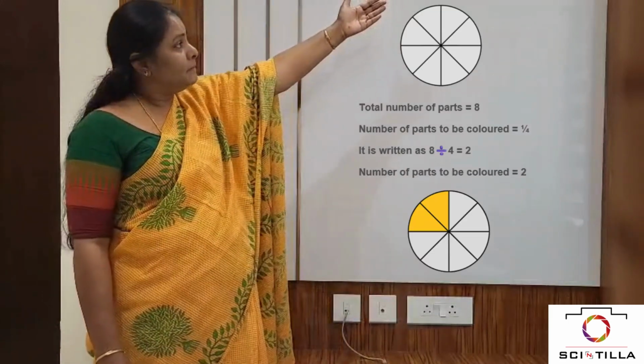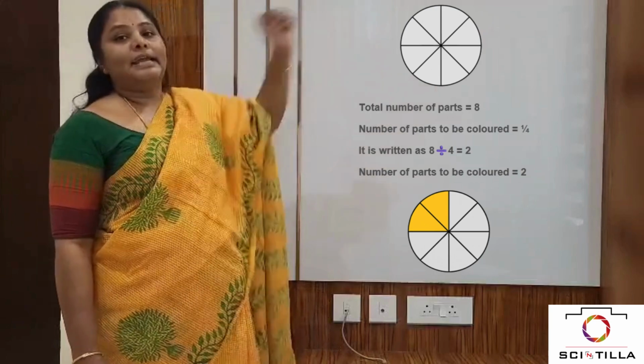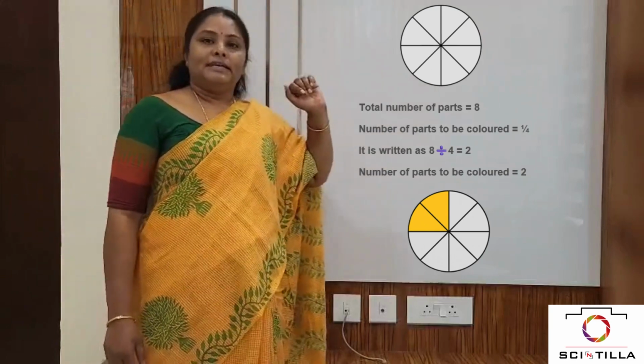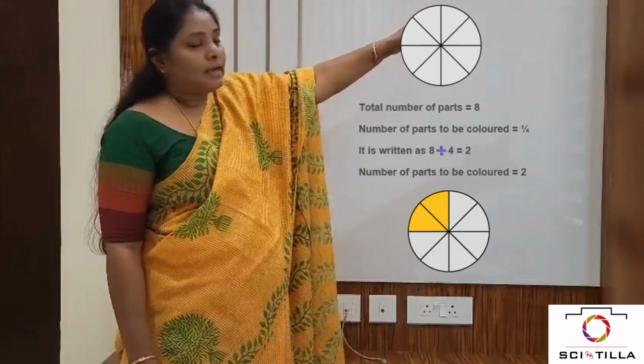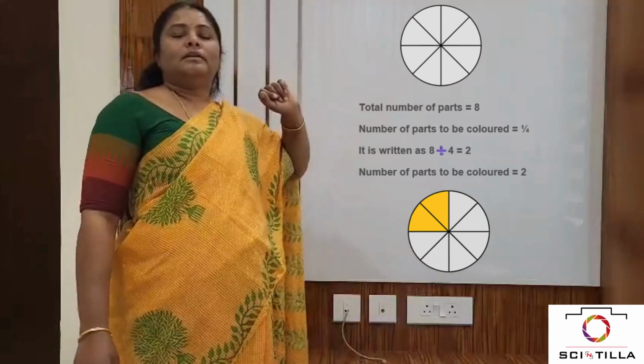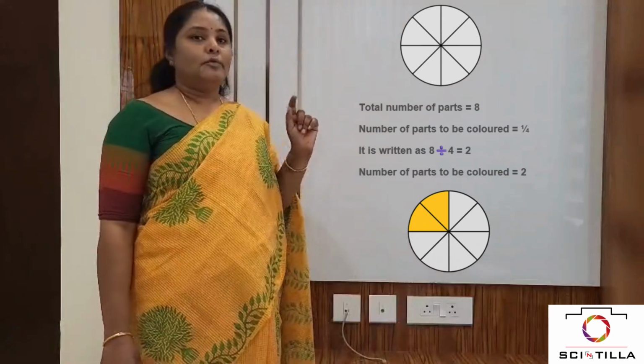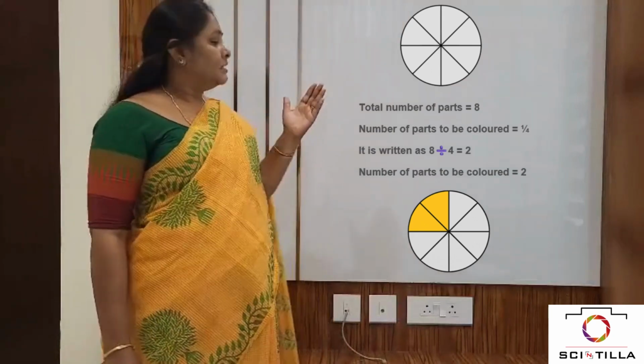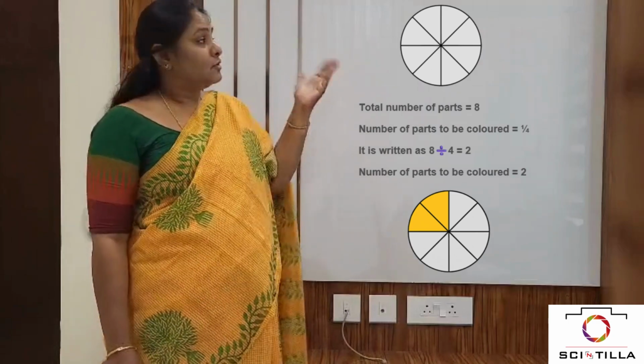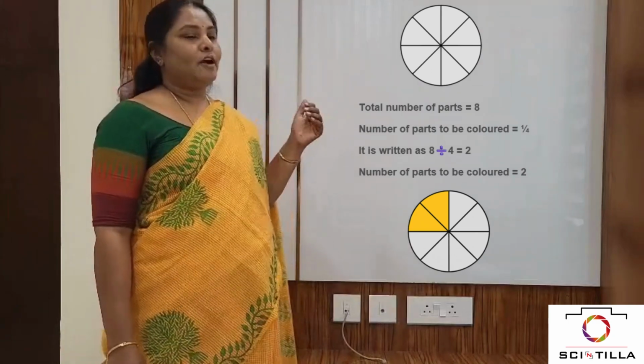Now look at the circle there. The circle has how many parts? It has 8 parts, right? And now the question is to color 1/4 of it. How do we color 1/4 of it? Now I think you're all clear with half and 1/3, so that is also easy for you. Come on, let's see how to do that.